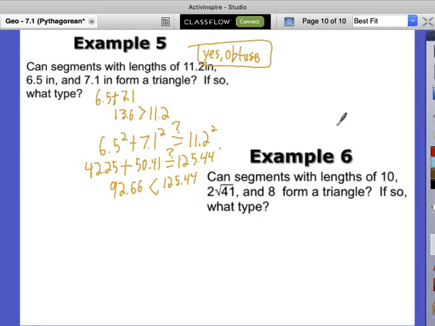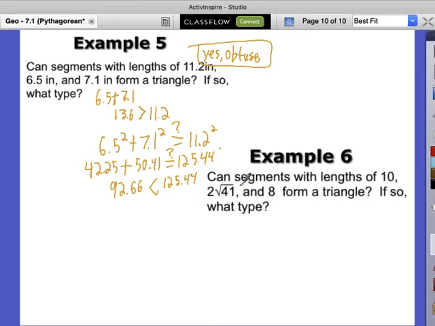Add the two smaller ones and compare it to the biggest one. Now wait, 10, 2 squared to 41, and 8. Do we know which one's the biggest side? Can we really compare 2 squared to 41 to 8 and 10? Does anyone know which one's actually biggest there? Probably not. How can we make this a number we can compare? Wyatt, you know how we can make a number we can compare? Simplify. Okay, let's actually just type it in our calculator.